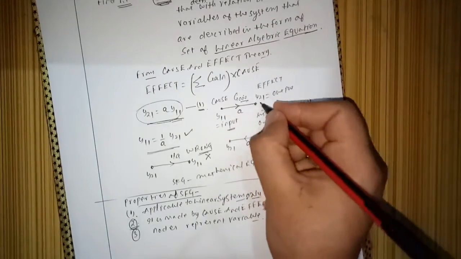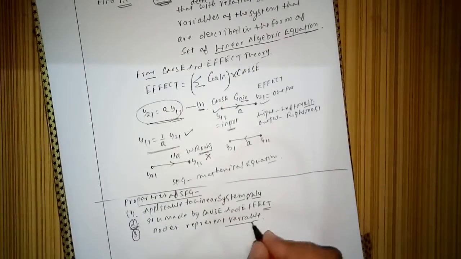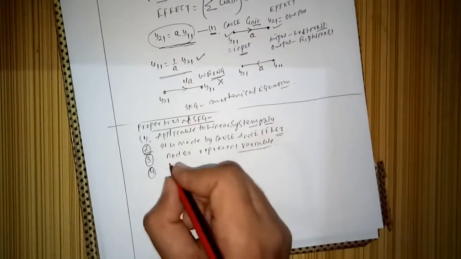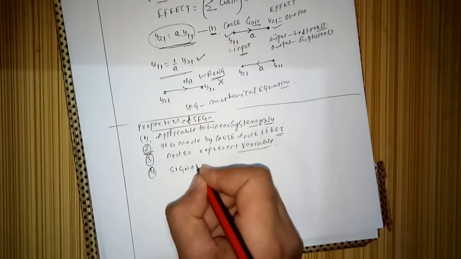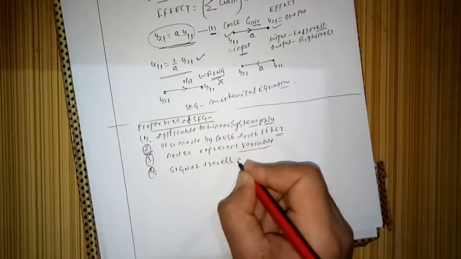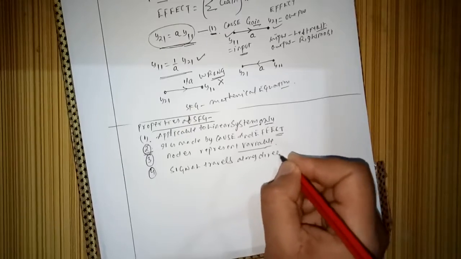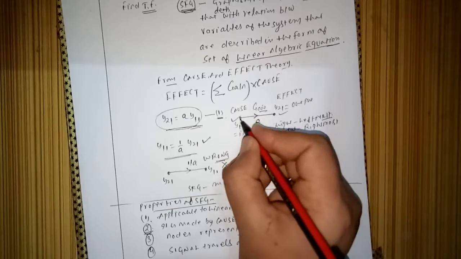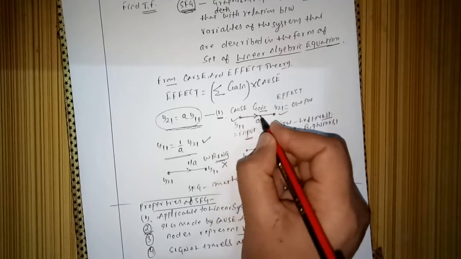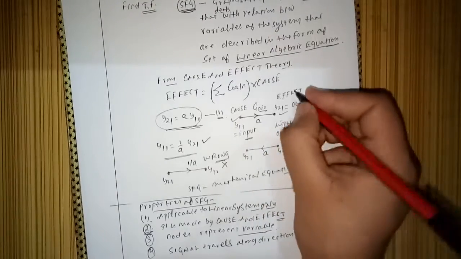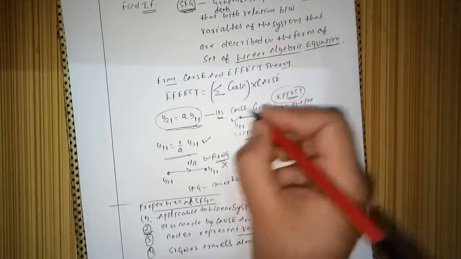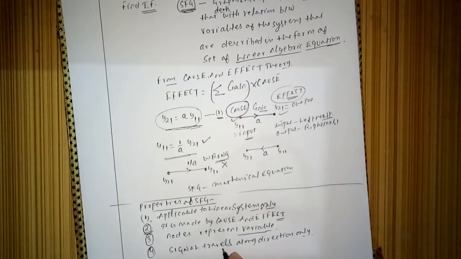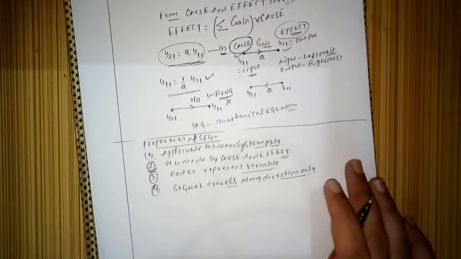This is one variable, this is another variable, so nodes represent variables. Fourth property: signal travels along one direction only, right? We have discussed this, that a signal can be transmitted from this direction to this direction. The reverse may not be true, because an effect cannot cause its cause. So that is the reason signal travels along one direction only, right?